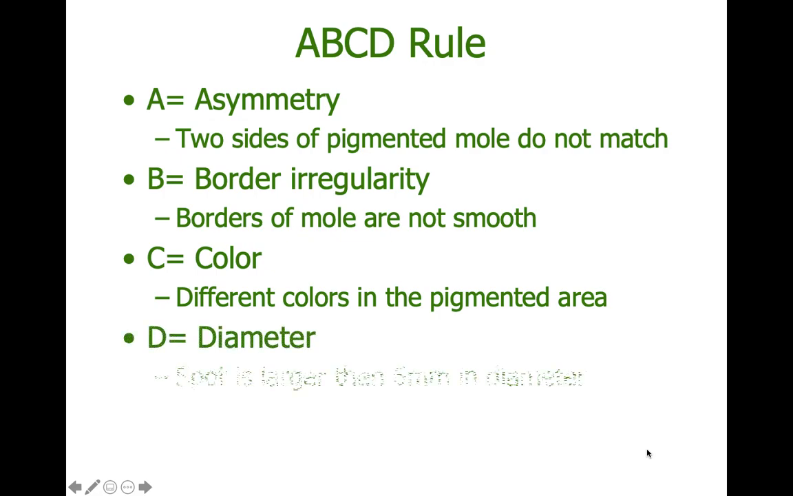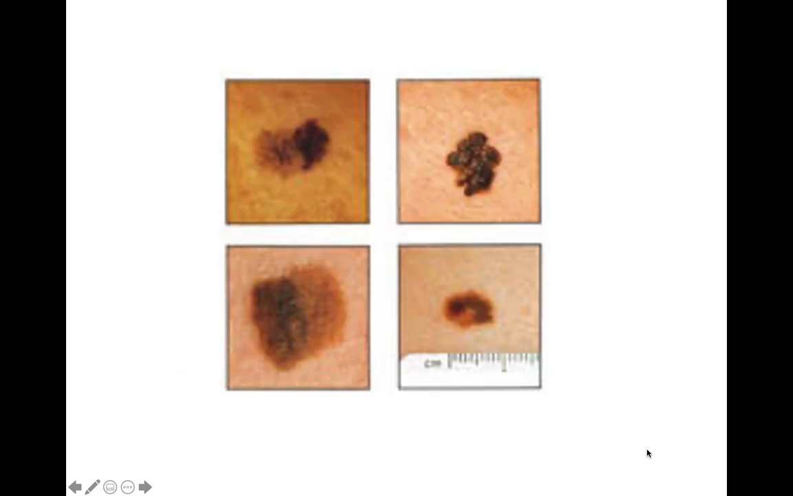And D is diameter. The spot is larger than 6 millimeters in diameter. This has kind of changed a bit over the years. We've come to realize that, again, with any cancer, early detection is the best. So by the time something has grown 6 millimeters, and that's about the diameter of a pencil eraser, it's really quite large for malignant melanoma. So the sooner we get at that, the better it's going to be.